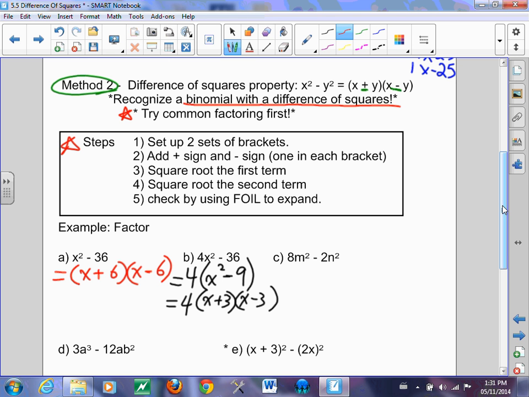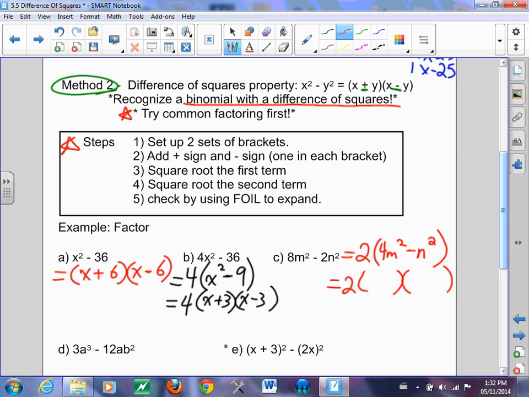Let's try C here, folks. What's common here? You're going to see it's a 2. And what's left over is 4m squared minus n squared. Look inside the brackets and notice it's a difference, a subtract sign, of perfect squares. So we're going to continue on by doing a difference of squares factoring.